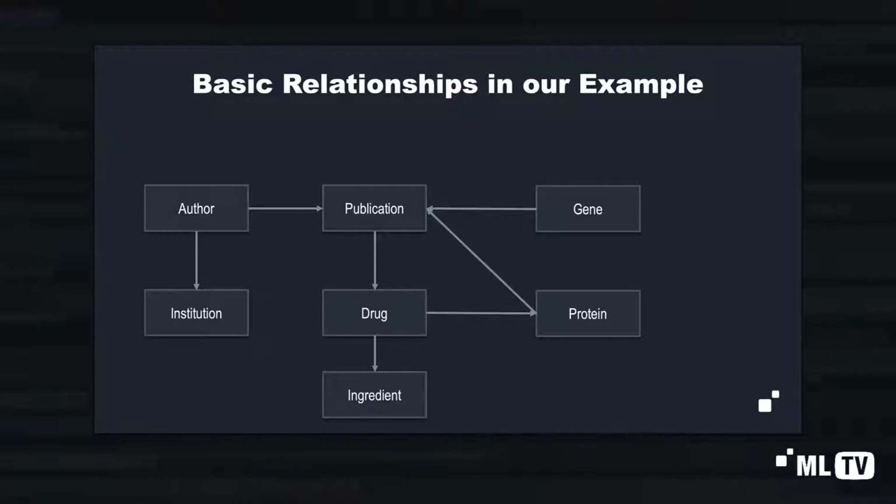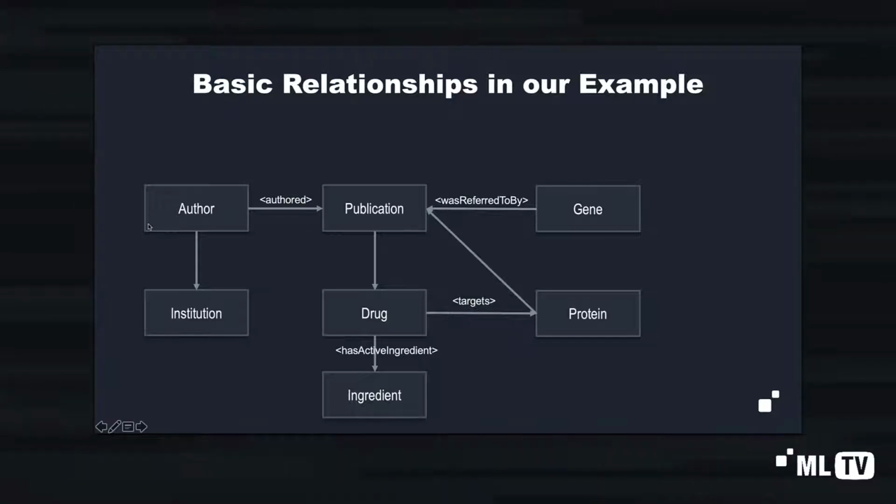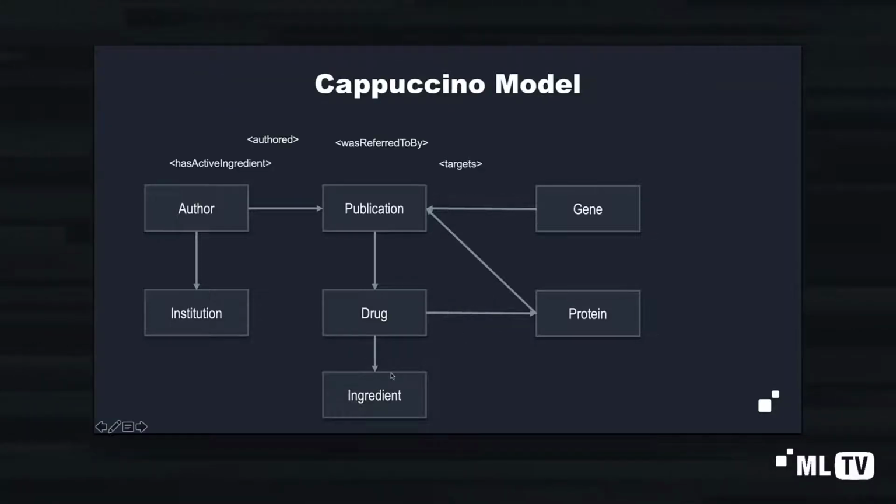So here's the same data model, but drawn conceptually in PowerPoint to make it a little easier to deal with. Here are the triples, okay? These are the ways that things are related. An author authored a publication. A gene was referred to by a publication. A drug targets a protein. That's a pharmaceutical thing. Drugs tend to bind onto a certain protein in the body. So we say it targets the protein. And a drug has an active ingredient. Move those up top. These are the triples.